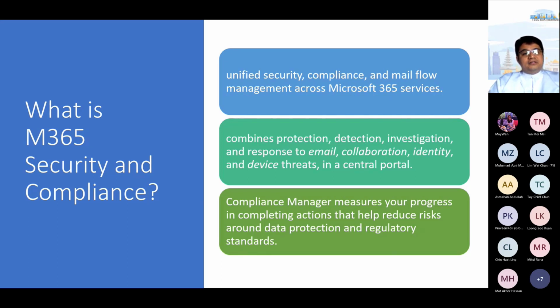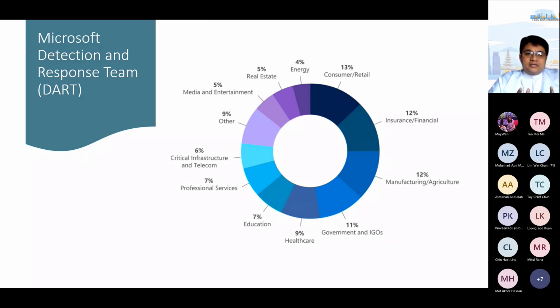What is M365 security and compliance? You can see this picture from the Microsoft Detection and Response Team. I think it was released in the last 3 or 4 days, and you can see the 3 major sectors. This is very important. First is consumer and retail, at 13 percent. The second is insurance and finance, at 12 percent. Finally, manufacturing and agriculture, at 12 percent. These are vulnerable sectors.